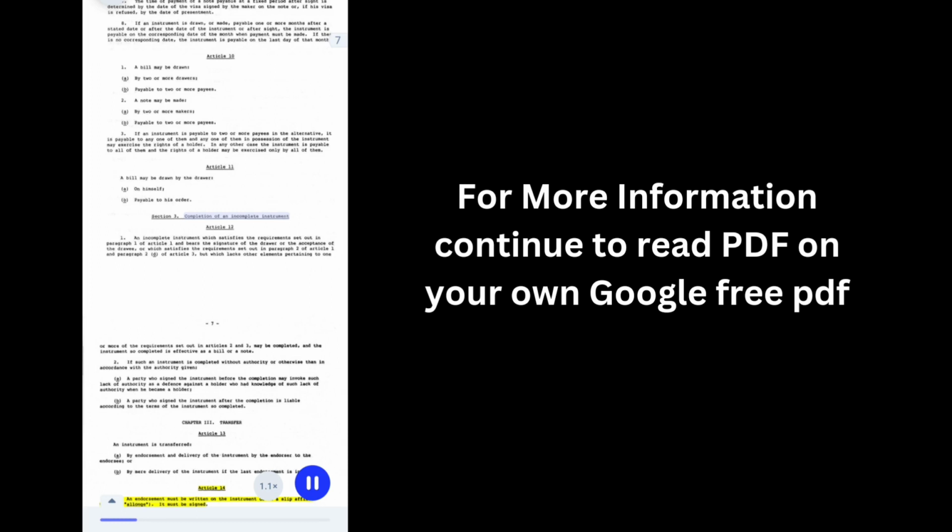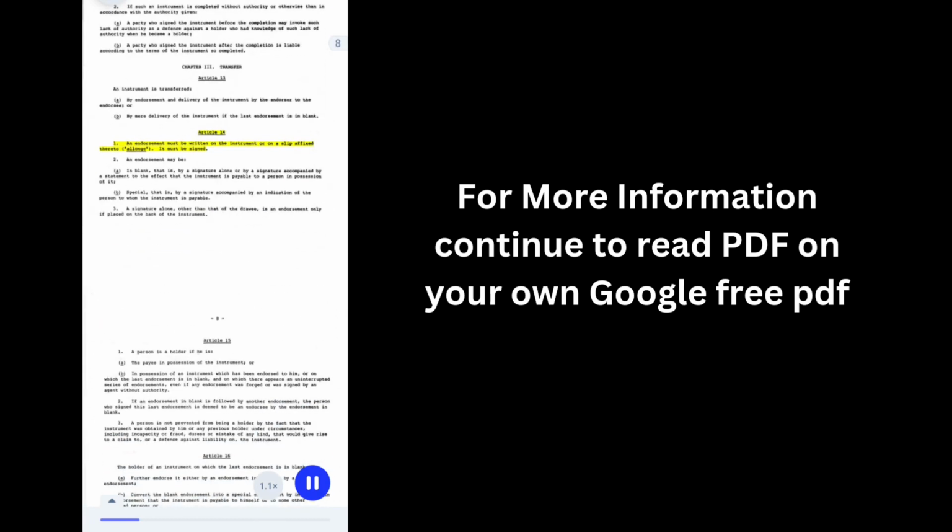Section 3. Completion of an incomplete instrument. Article 12. 1. An incomplete instrument which satisfies the requirements set out in paragraph 1 of Article 1 and bears the signature of the drawer or the acceptance of the drawee, or which satisfies the requirements set out in paragraph 2 of Article 1 and paragraph 2 of Article 3, but which lacks other elements pertaining to one or more of the requirements set out in Articles 2 and 3, may be completed, and the instrument so completed is effective as a bill or a note.